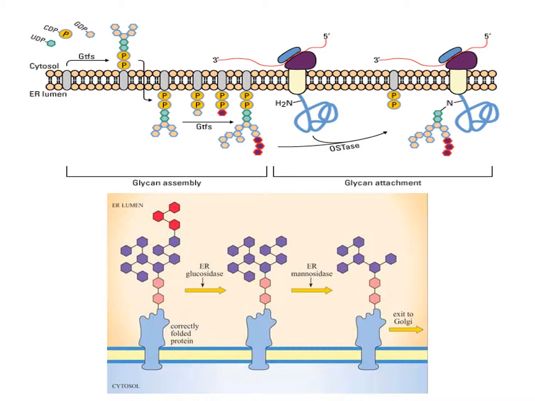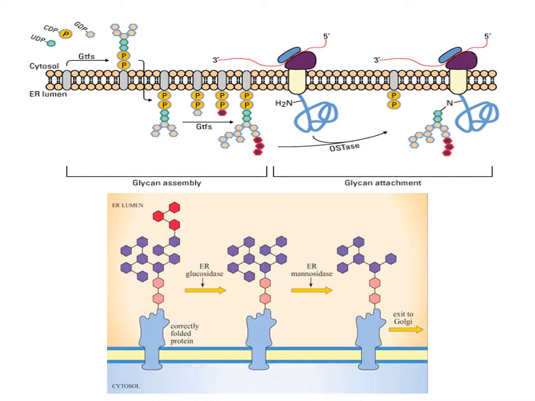A sugar tree, and there is special machinery that flips the sugar tree in, and that sugar tree is modified to this final structure. So the tree grows when it's inside the ER. So this is the lumen, this is the cytosol. Here's your protein being made. And at certain points, there are asparagine residues sitting right there. Asparagine is ASN.